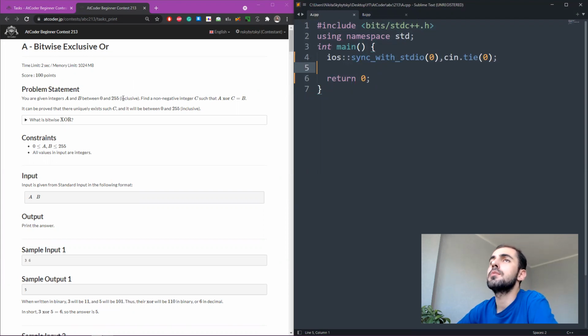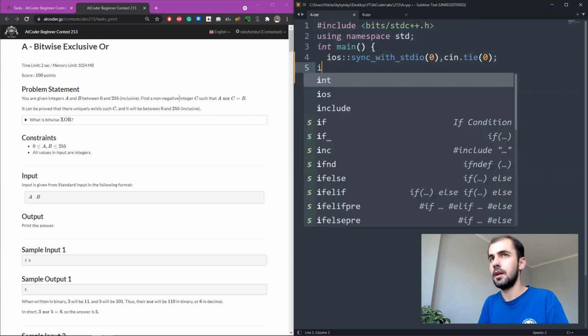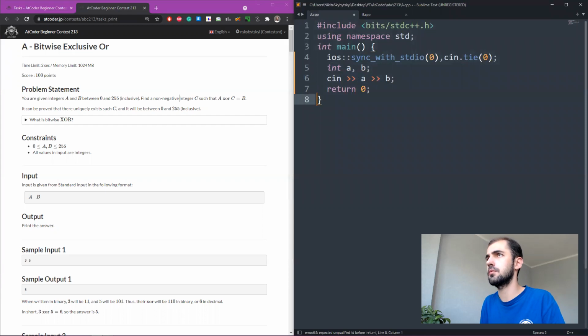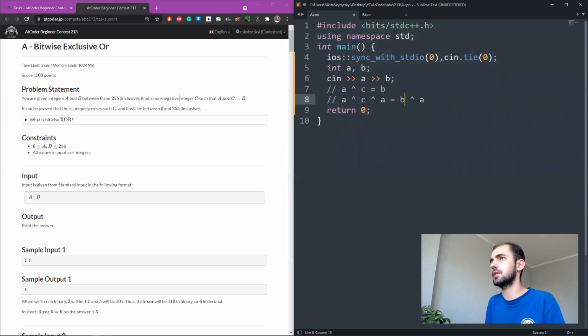We are given integers a and b between 0 and 255. Find a non-negative integer c such that a XOR c is equal to b. Well, as we all know, the main property of the XOR comes into play: if a XOR c is equal to b, you can XOR both sides with a, let's say. Therefore you get something like this, and then you can cancel out the a's. So c is just equal to XOR of a and b.